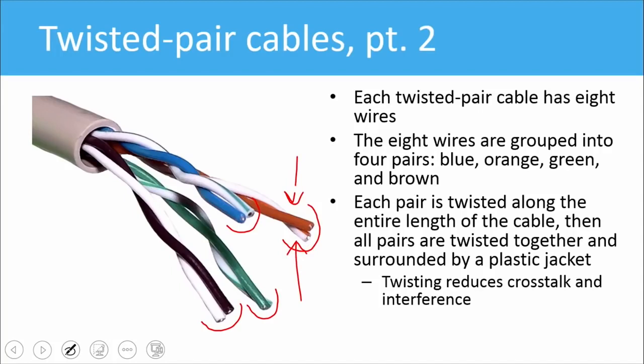Each pair is twisted, that's where the twisted in twisted pair comes from, in order to reduce something called crosstalk and interference. We'll detail what crosstalk and interference are in a little bit, so don't worry about that right now. But then we surround all those twisted pair cables with a plastic jacket. That's typically what gives it that quintessential blue look that you see on a standard Ethernet cable.